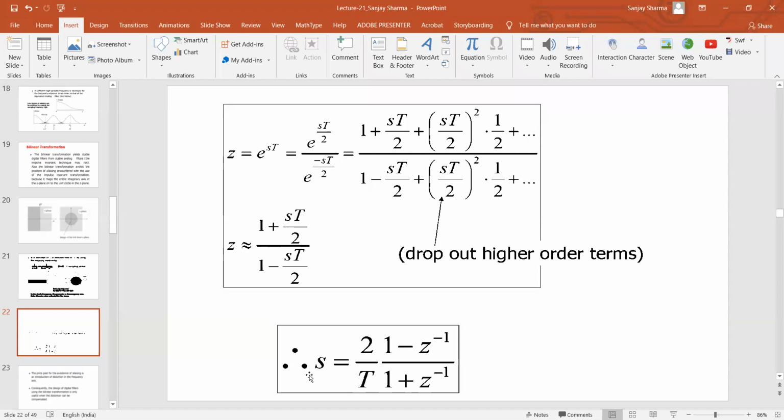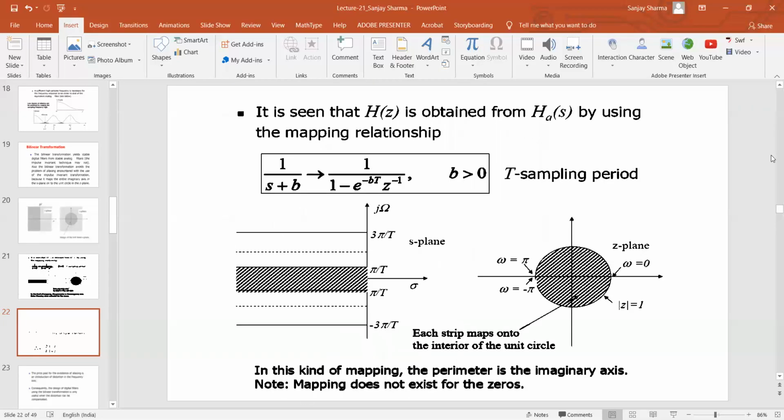Every s in the analog filter has to be replaced with this factor to get the digital filter out of the analog filter. Every s has to be replaced with this. This is known as bilinear transformation. This is the transformation of the impulse invariant method. The problems also I have explained.